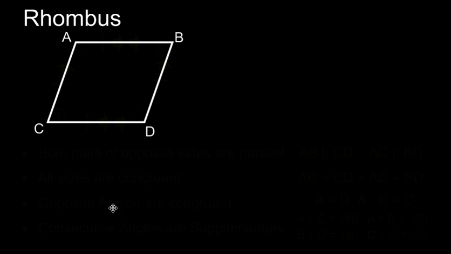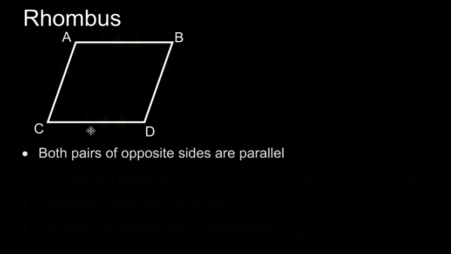Okay, class, today we're going to talk about rhombus, and a rhombus is another version of a parallelogram, like a rectangle was a type of parallelogram. So it has some similar features. Just like a parallelogram, both pairs of opposite sides are parallel, so AB is going to be parallel to CD, and AC is going to be parallel to BD.